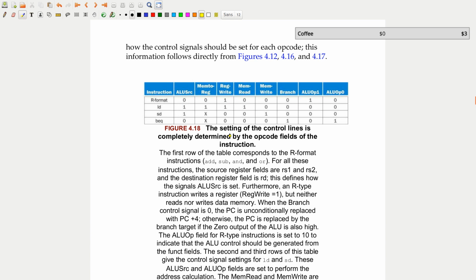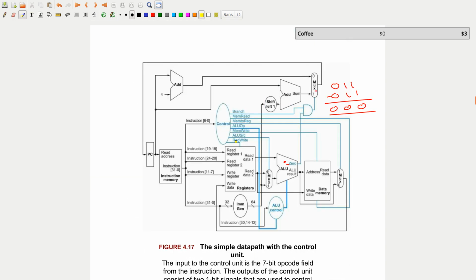Here we just have another logic table or truth table with all of our requisite inputs filled out for every single operation and whether or not they're a don't care or not. And so we can use this to determine what the logic is going to look like inside of this control block right here.